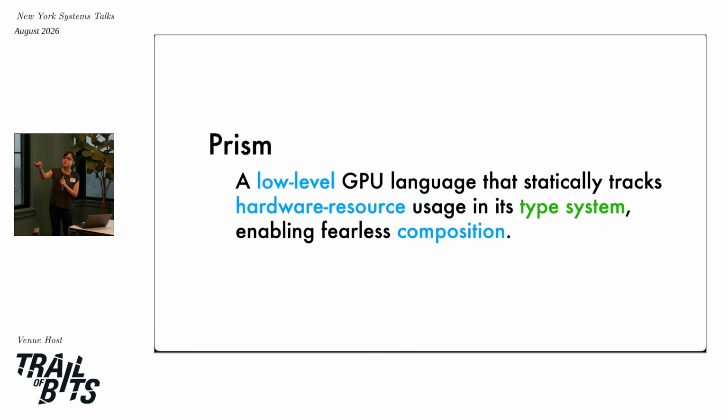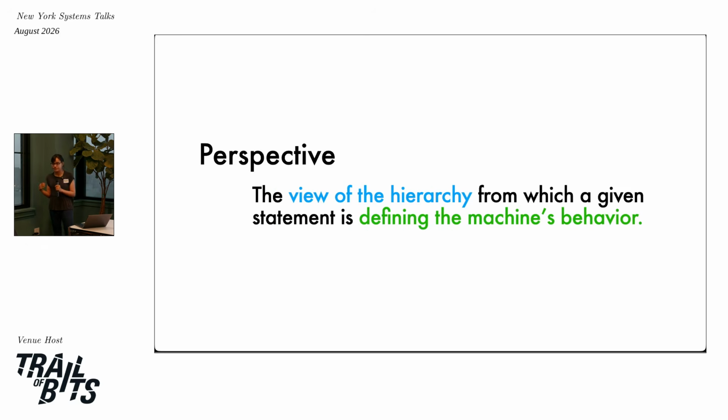Actually, Joe and Daniel, also in the audience around, they've been working on this with me. It's a language called Prism. It's a low-level GPU language, and it tracks in its type system how a program is using hardware resources. So because we know what resources are being used, we can check at compile time whether those resources are going to be available when a function gets invoked.